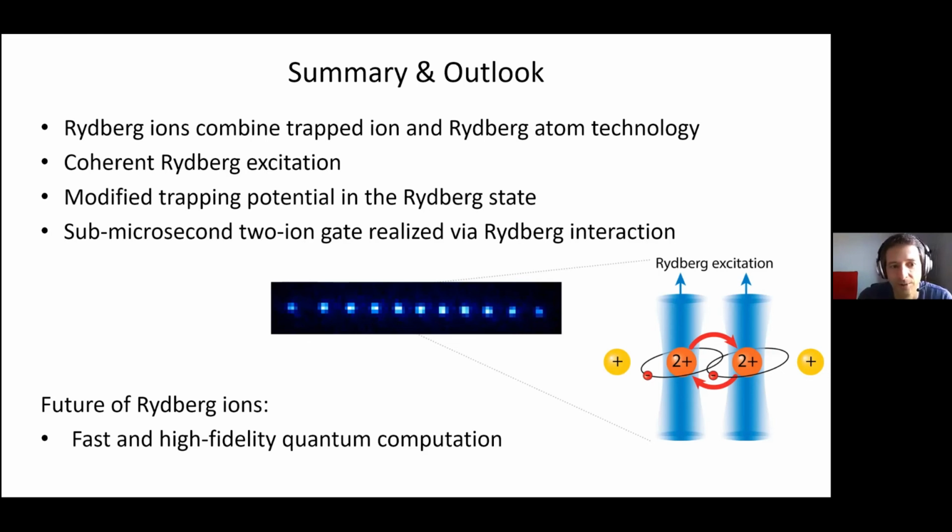And I showed you our results on a sub-microsecond two-ion gate realized via the Rydberg interaction. So it's a new method for entangling Rydberg trapped ions, and we think it's quite interesting also because it doesn't slow down in long ion crystals. So of course, in the future, we want to investigate that system for faster and higher fidelity operations and also do some quantum computation in the end.